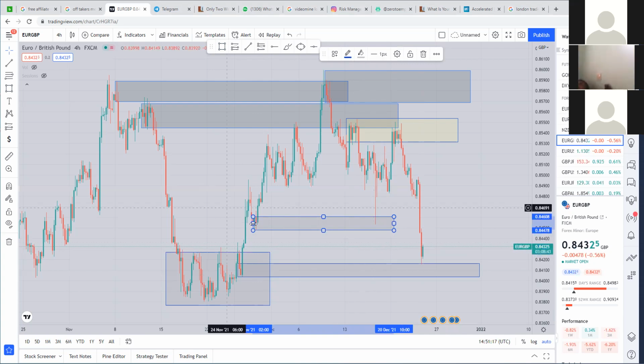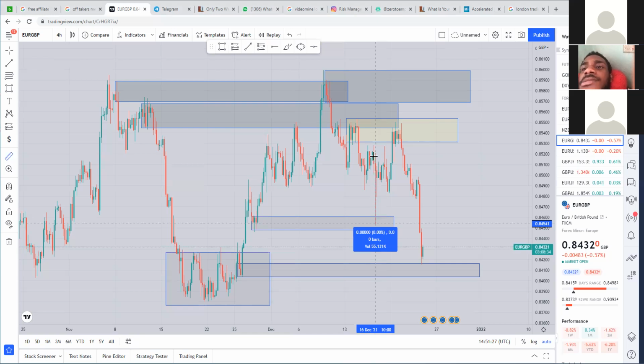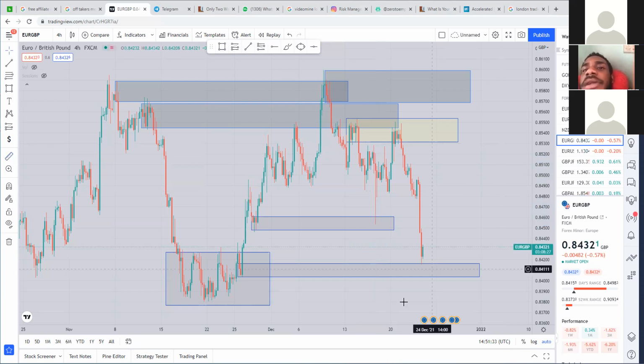Can you see? It reacted to the zone, and then flew up, ran away, and away it flew. See how many pips? It's almost 70 pips, 74 pips up, in the upward movement. Can you see, guys? So all these things, they work. So let's go and look for another pair.